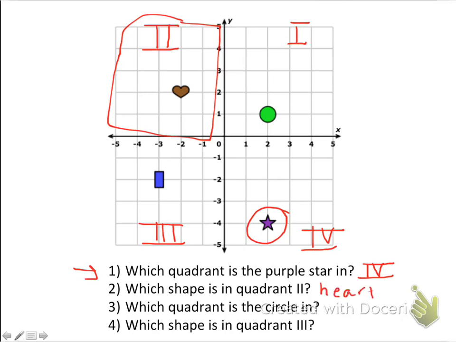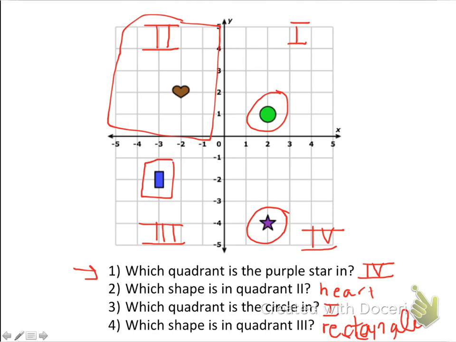All right, which quadrant is the circle in? Our circle is right here, and it's in quadrant 1. Which shape is in quadrant 3? Well, quadrant 3 is here, and the shape is a rectangle. Sorry, it didn't turn out very well. We have a rectangle. So hopefully you understand now how to identify things in different quadrants. It's just something you need to memorize.